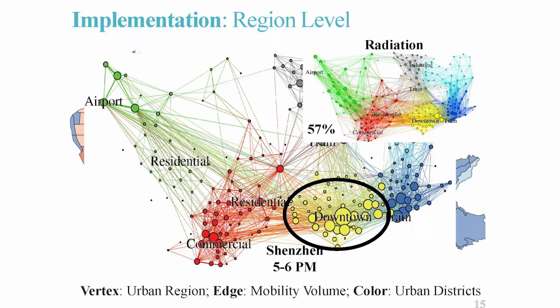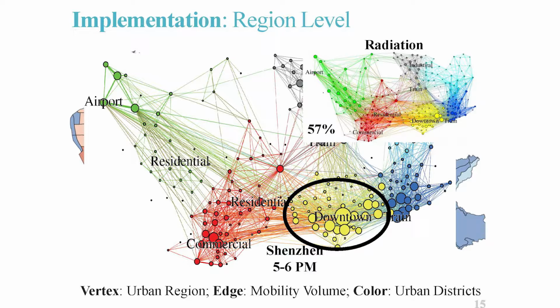Every vertex here indicates an urban region. One edge linking two vertices together indicates the mobility volume between the two regions, and different colors indicate different urban districts here. As shown by the yellow vertices, we have lots of mobility around the downtown area. This is for one specific hour, from 5 p.m.